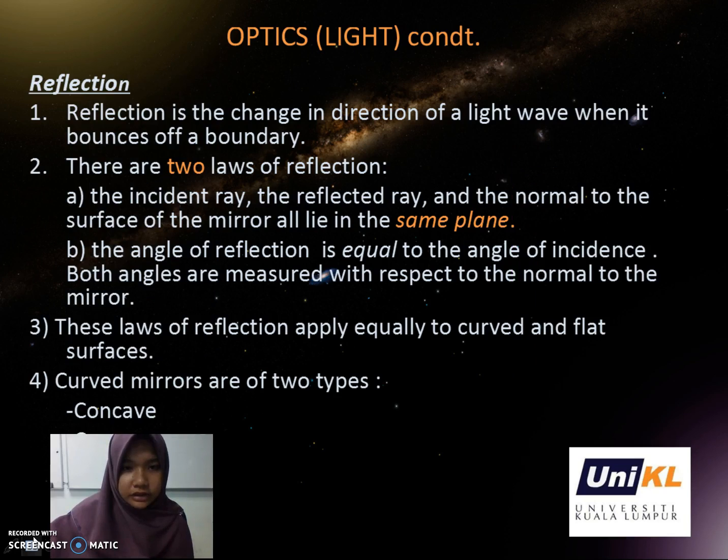Reflection is the change in direction of a light wave when it bounces off a boundary. There are two laws of reflection. The incident ray, the reflected ray, and the normal to the surface of the mirror all lie in the same plane. The angle of reflection is equal to the angle of incidence. Both angles are measured with respect to the normal to the mirror. This law of reflection applies equally to curved and flat surfaces. There are two types of mirror, concave and convex.